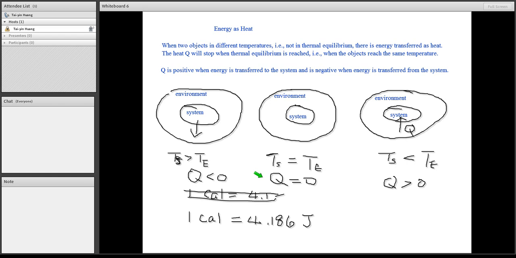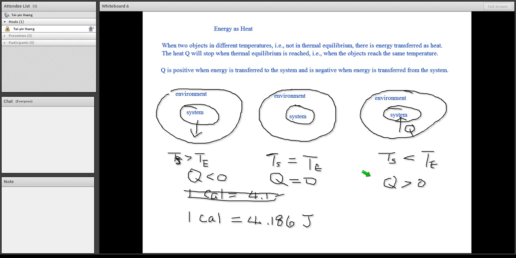Now let's look at case 3. In case 3, the temperature of the system is smaller than the temperature of the environment. In other words, the classroom is hotter than you. So in that case, the environment is going to transfer energy from the environment to the system. The direction of the heat flow is from the environment to the system. And because the system obtained energy, which we consider positive, your Q is positive. It's greater than 0.